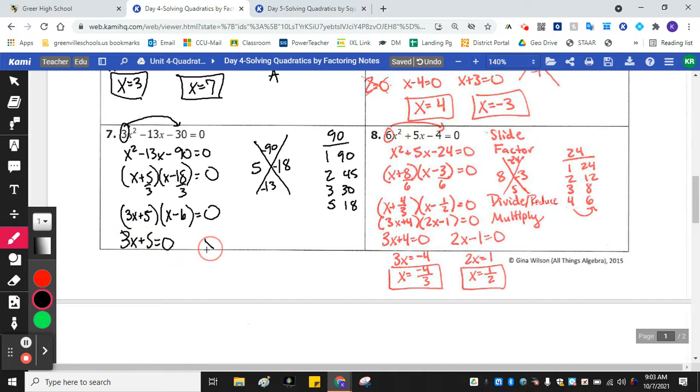Set each factor equal to 0. So x equals 6, the easy one. Subtract over my 5. Divide over by 3.